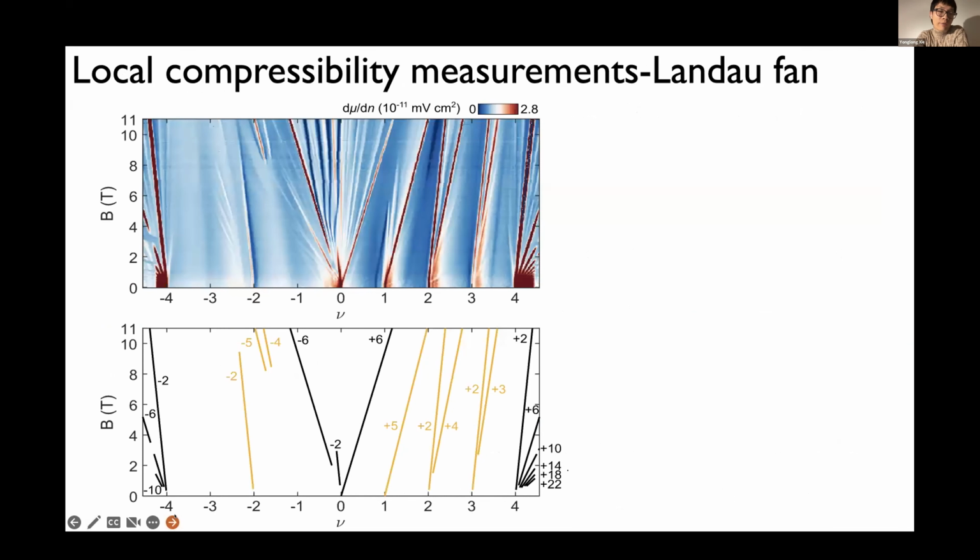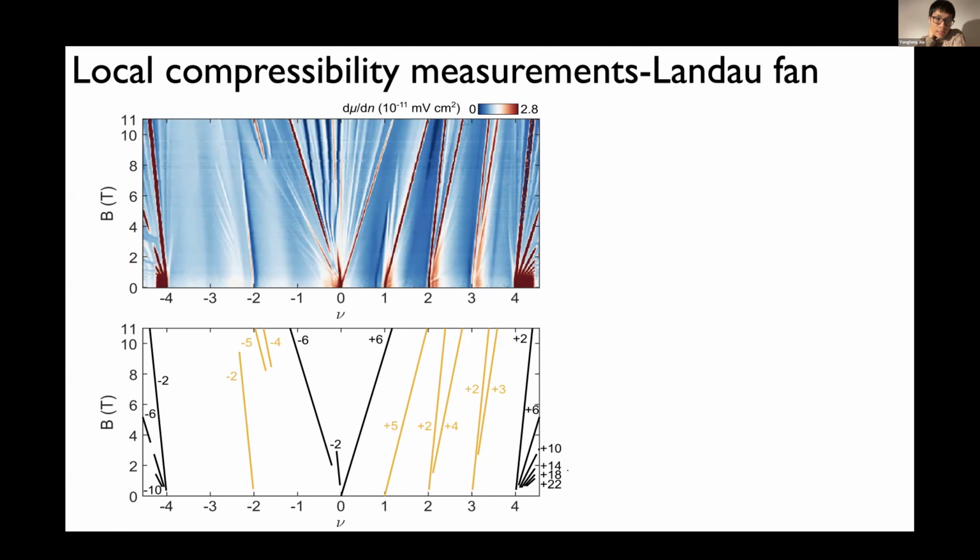So we took this device and looked at it under scanning SET, and performed the same measurement, inverse compressibility as a function of filling factor and magnetic field. We can do the same exercise to trace out the slopes and the intercepts that we see in this data set. What we find is that there are a number of incompressible states near integer filling that persist all the way down to zero magnetic field, and I'll talk about that later.